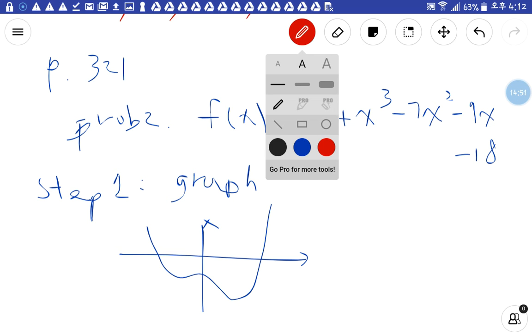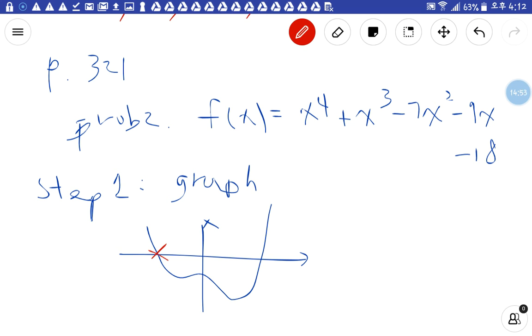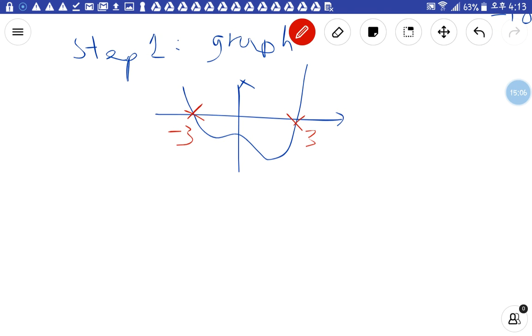How many x-intercepts do we have? 2 of them right here, 1 and 2. They said one of the zeros would be negative 3, and the other zero would be positive 3. Alright, which means I can factor my function by using those two numbers.